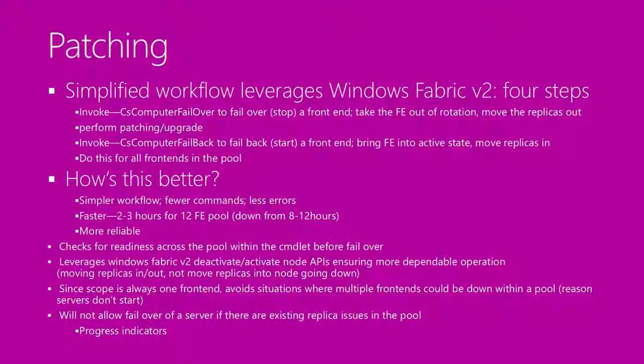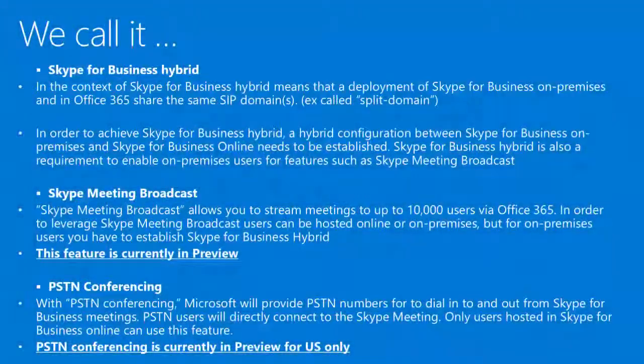So now, from potentially 8 to 12 hours for 12 front ends in a pool, you're looking effectively at around 2 to 3 hours to patch an entire environment. So that's a quick summary of some of the stuff, right? We've glossed over a lot of this at a higher level to give you a bit of a view.